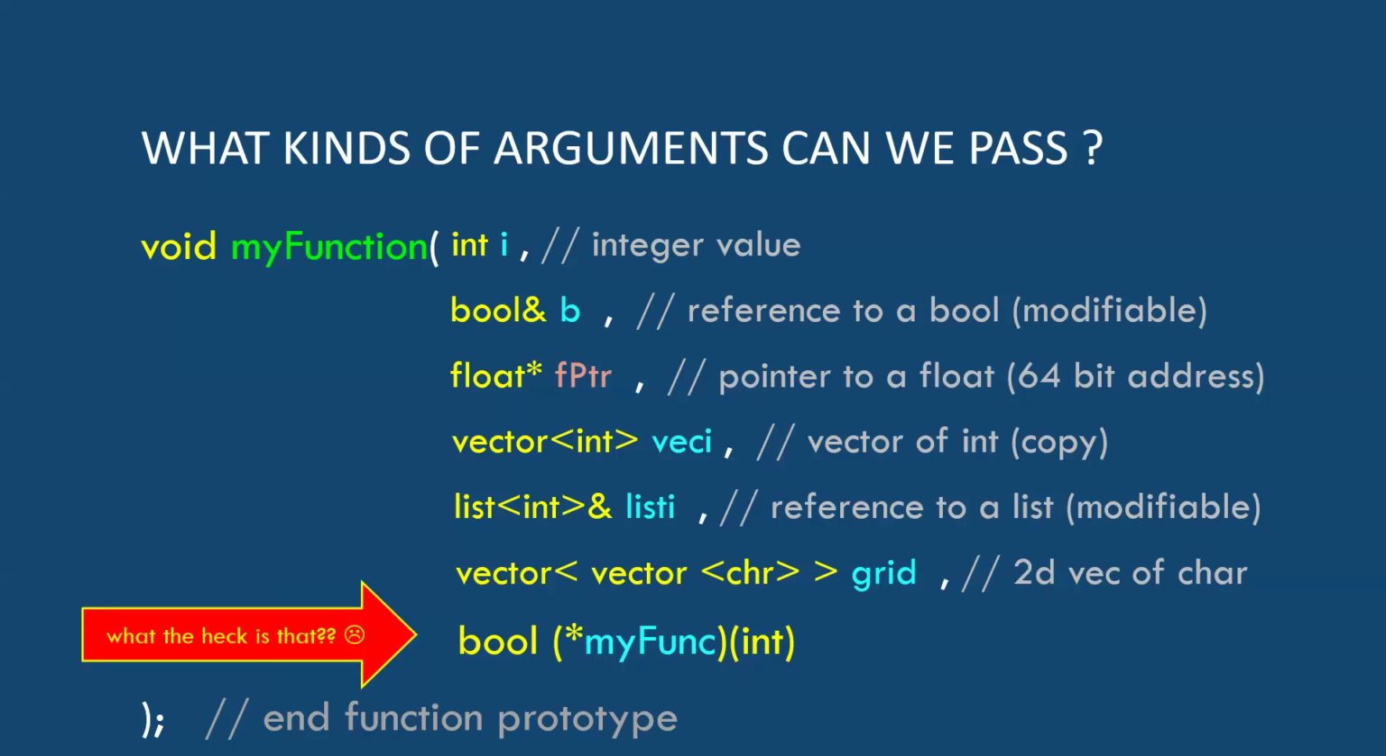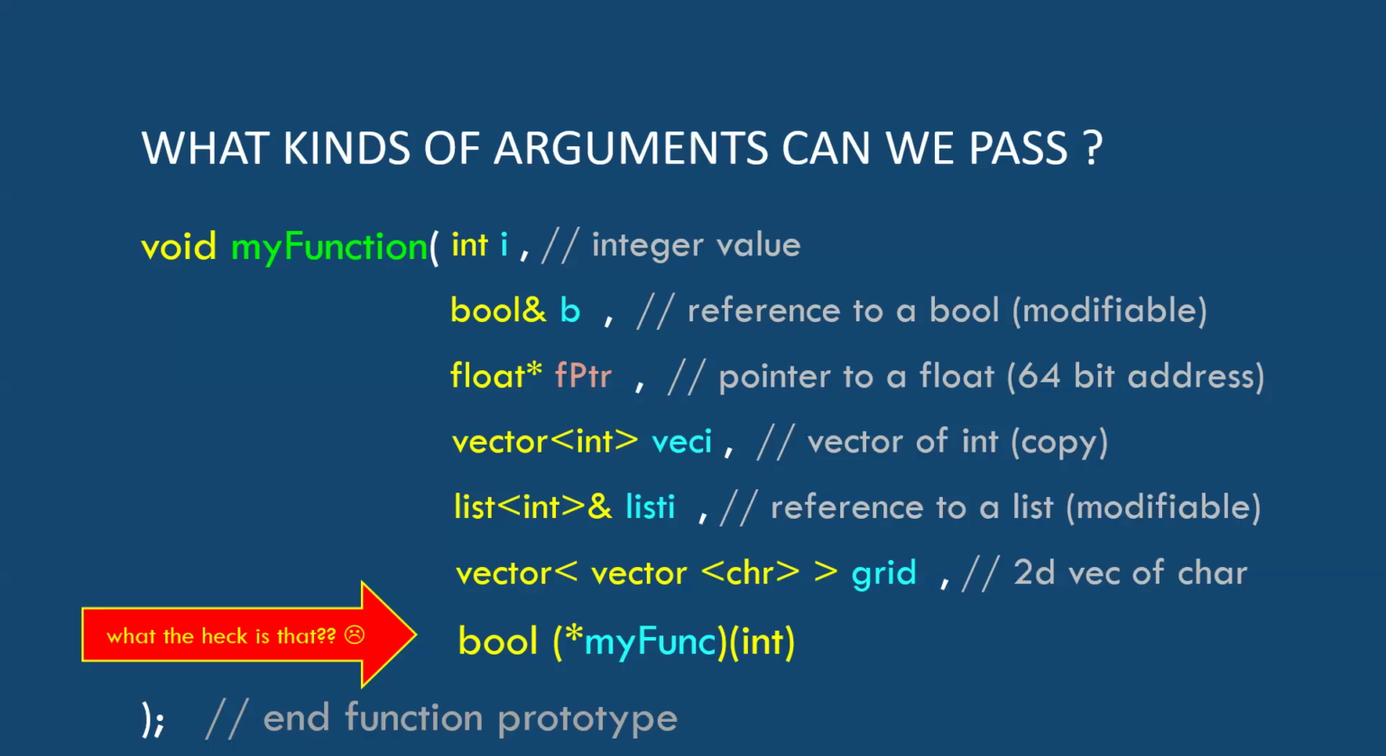That thing is something else altogether. That right there is a pointer to a function. The argument name is myfunc. It returns a Boolean and it takes one integer argument. Whatever you put in that slot when you call that function has to match that function signature. So it has to be some function that returns a Boolean and has one integer argument. The rest is up to you.